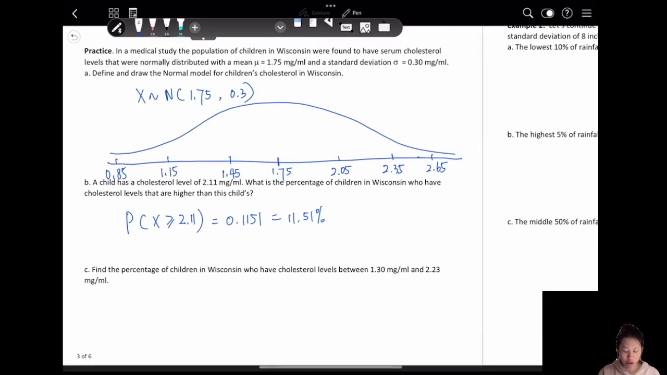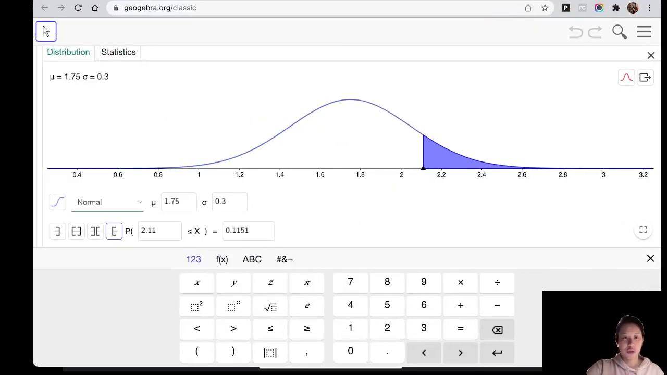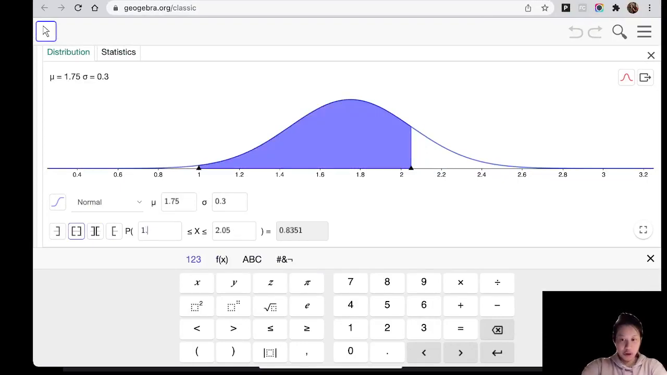Okay, find the percentage of children in Wisconsin who have a cholesterol level between 1.30 and 2.3, where x is greater than 1.30 and less than or equal to 2.3. So now let's open our GeoGebra. We know that we need to pick the in-between option, so here we change to 1.3 and then here would be 2.23.